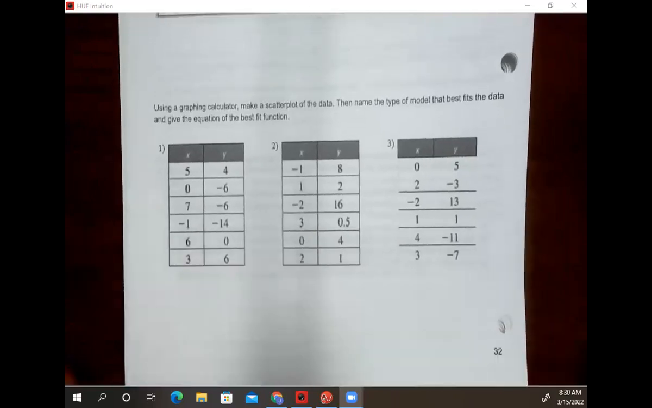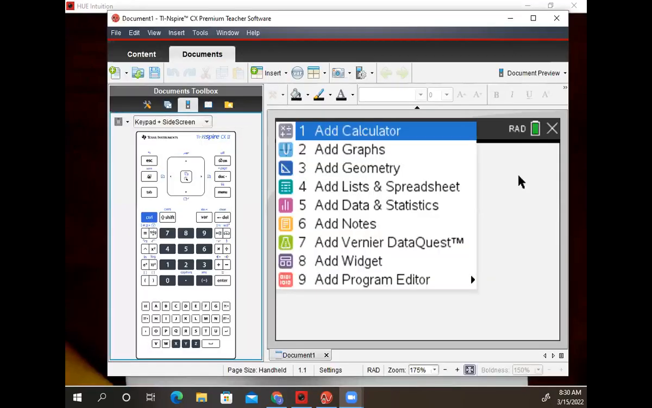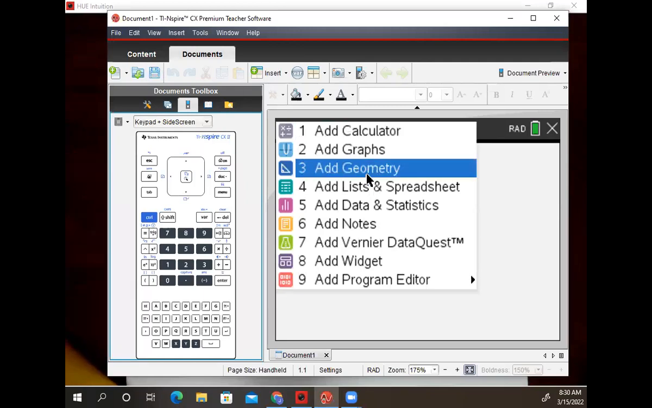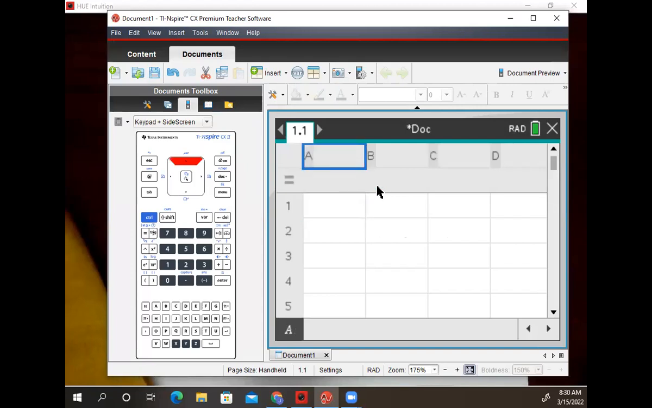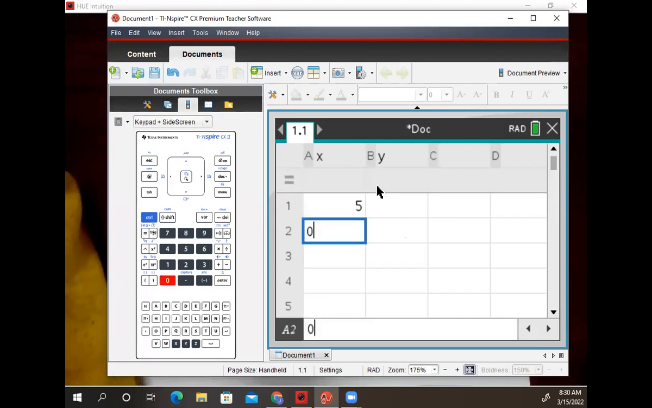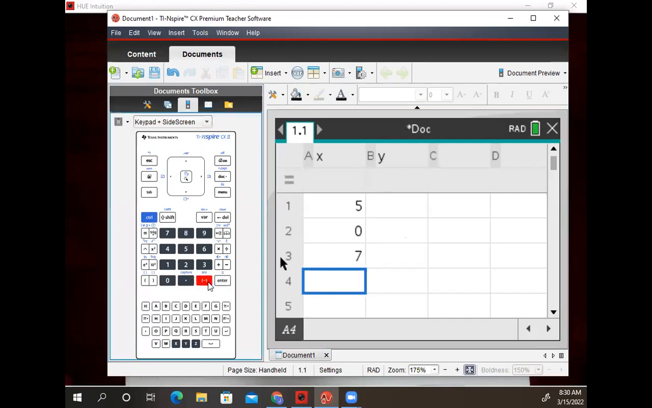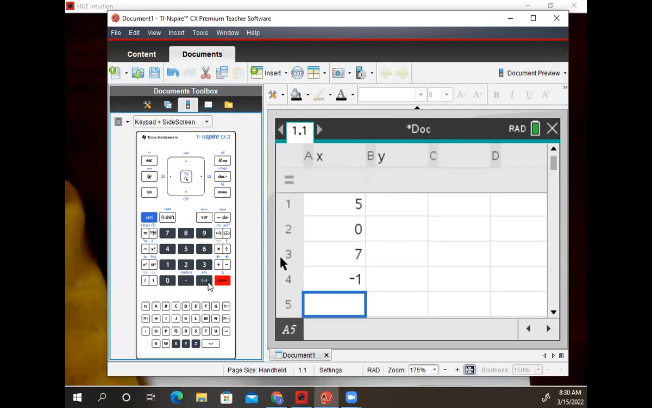So I'm going to pull up my calculator. And I want to recreate the tables for my notes in my calculator. So I'm going to add a list and spreadsheet. The first thing I'm going to do is name my columns. So I'm going to use the same names that my columns have in my notes. So they're X and Y, so I'm going to use X and Y as well. And then for number 1, my X values, I'm just going to type in this first column here that I've labeled X. Don't forget when you're using negatives to actually use that negative key on your calculator.